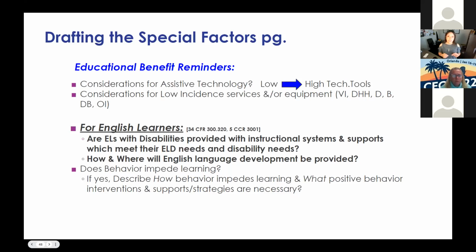And for English learners specifically, are English learners with disabilities provided with instructional systems and supports which meet their ELD and disability needs? Again, that intersection. And how and where will English language development be provided? So these are important to discuss as a team and in determining what would best support the student. Selecting assistive technology that is supportive to students and their language proficiency and their identified disability category is critical.